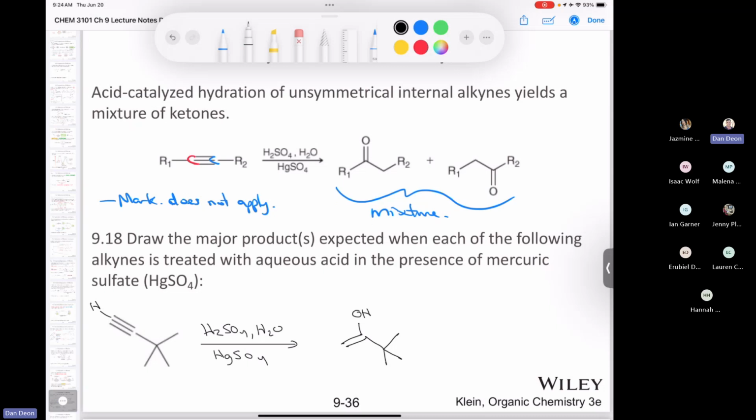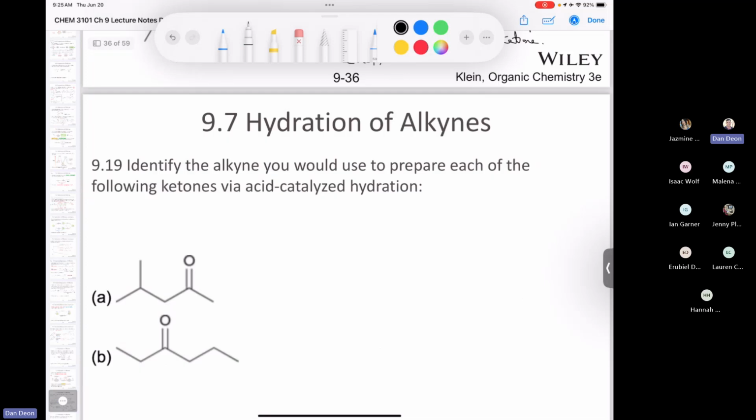enol, but we know that this enol is not stable. It's going to undergo tautomerization to give us a methyl ketone. The carbonyl compound is more stable than the enol. So remember, the enol undergoes tautomerization to give us the ketone. And more specifically, this is a methyl ketone that we get.